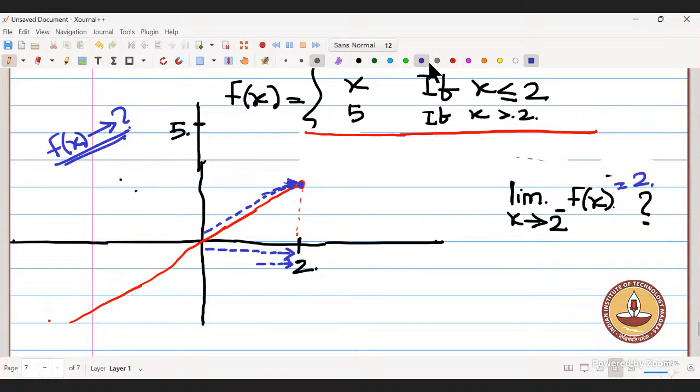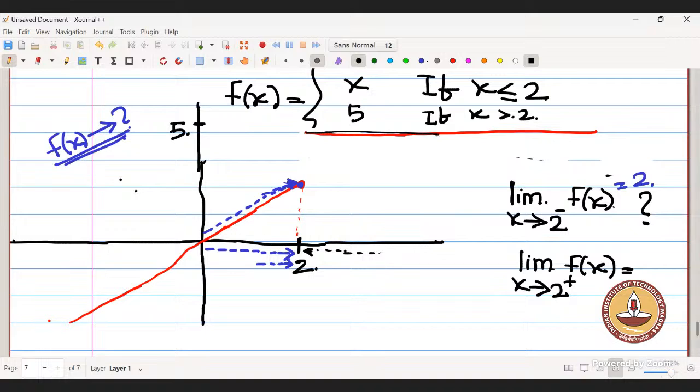What about your right hand limit? For every x which is greater than 2, f of x is equal to 5. Yeah, that is correct, but I am asking what is your right hand limit? Yeah, you are correct. Right hand limit, I think, sir, 5. Yes. So as you can see, when you are coming closer and closer to 2, still you are on this line, right? f(x) equal to 5. Sorry, you are basically here.